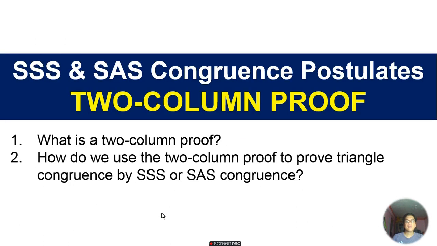Alright, so the next thing to do is to use the two-column proof in proving that the two triangles are congruent by either the SSS or the SAS congruence postulates. Now, what we're concerned with here are the following. The first is, what is a two-column proof? And then, how do we use the two-column proof to prove triangle congruence by SSS or SAS congruence?